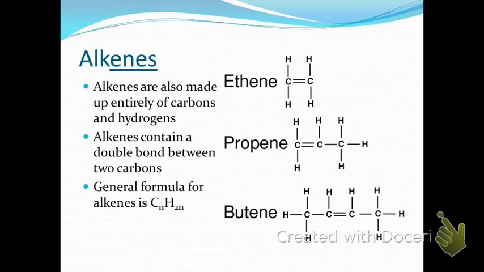Alkenes are made up entirely of carbons and hydrogens as well. Alkenes contain a double bond between some of the carbon atoms. Now, there is more complexity with naming these, but what I want you to know is that the general formula is CnH2n. So for propene, the prop still means 3, it'd be C3H6 instead of C3H8.